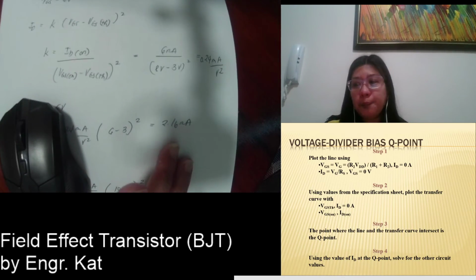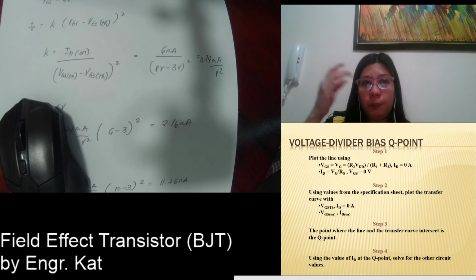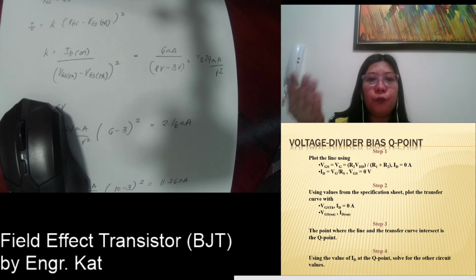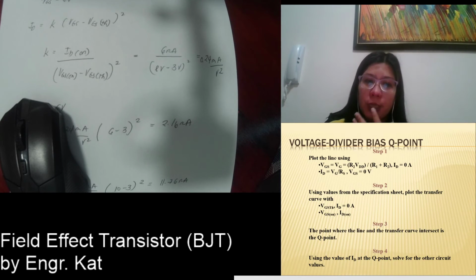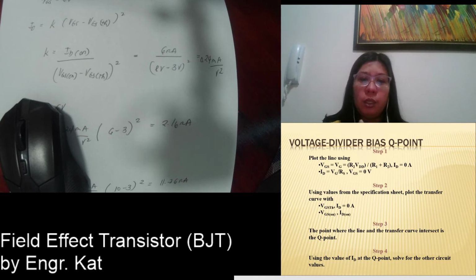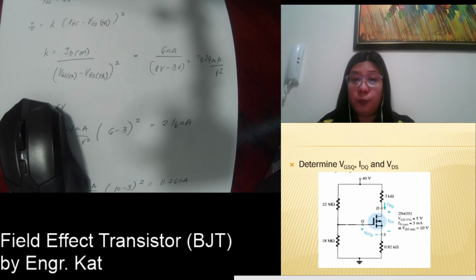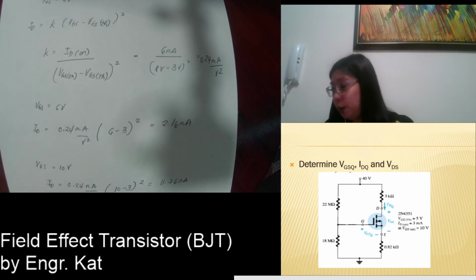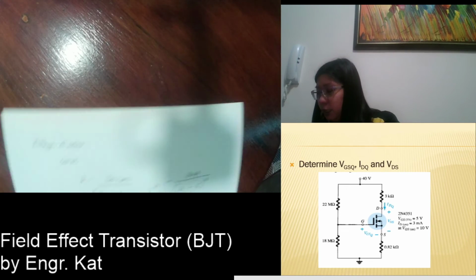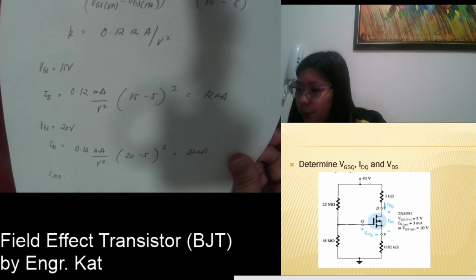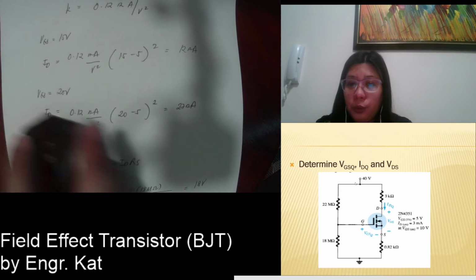So these are the steps. We will be plotting the line, we're going to plot the transfer curve, and then we will be getting the intersection, your Q point. Then using the value of ID and your VGSQ, you will solve for the other circuit values. So for this example, how do you draw the curve?